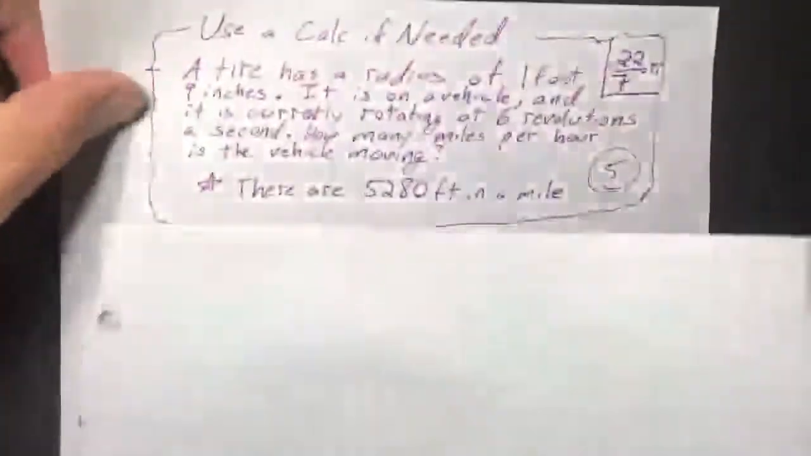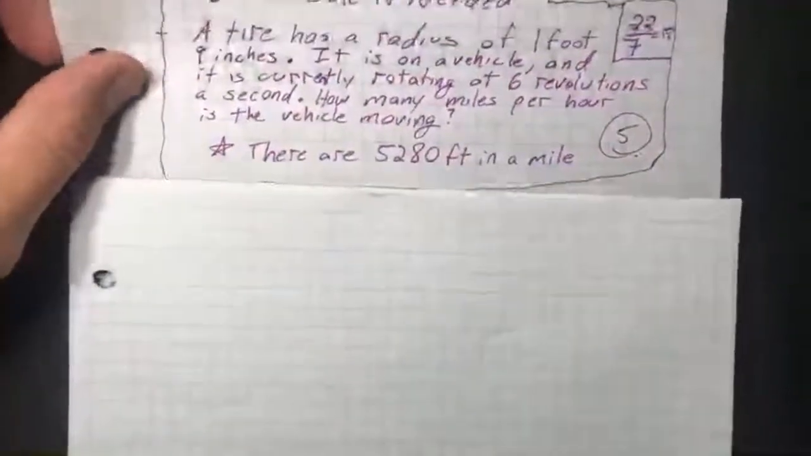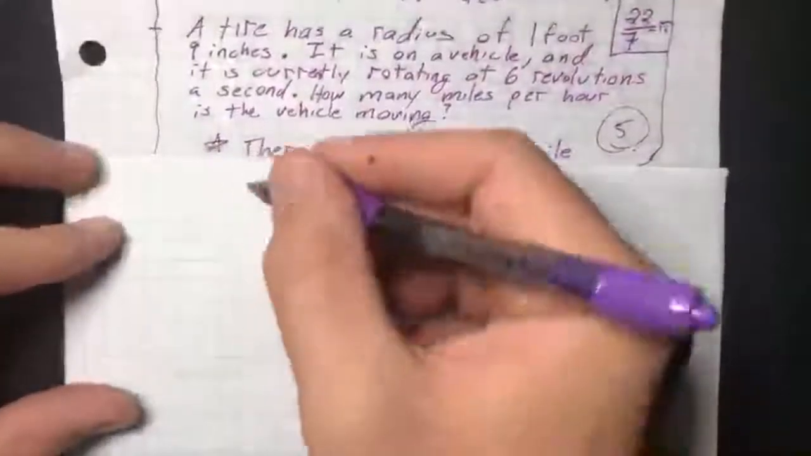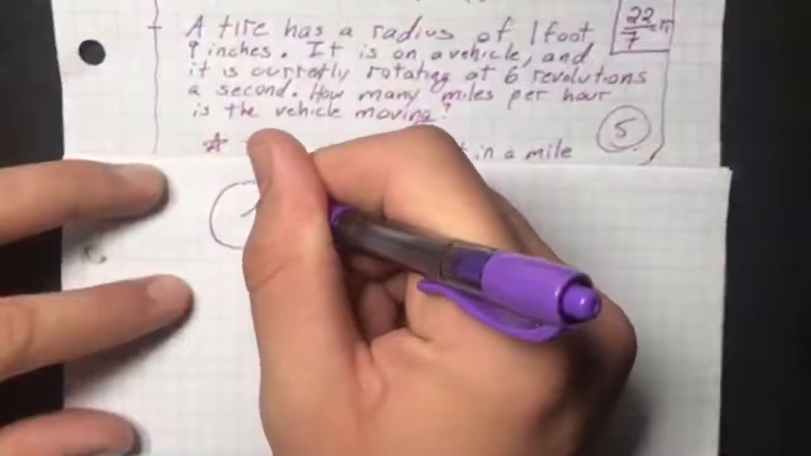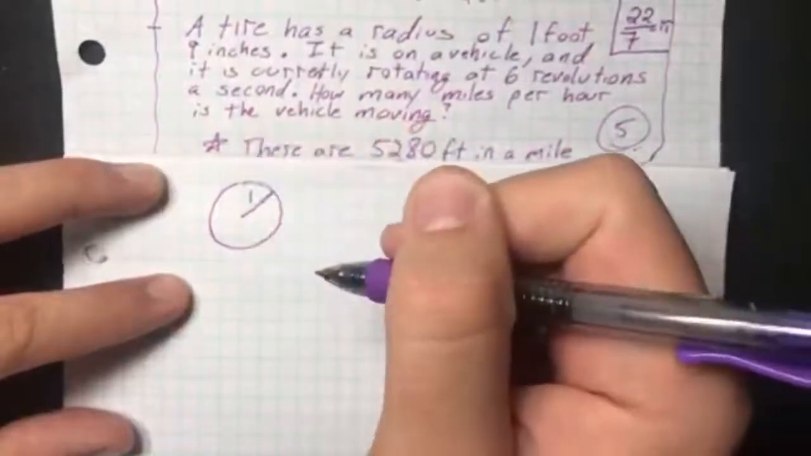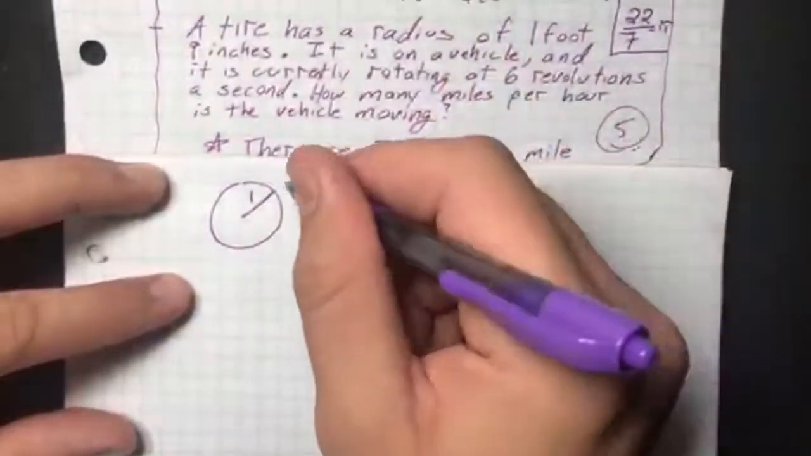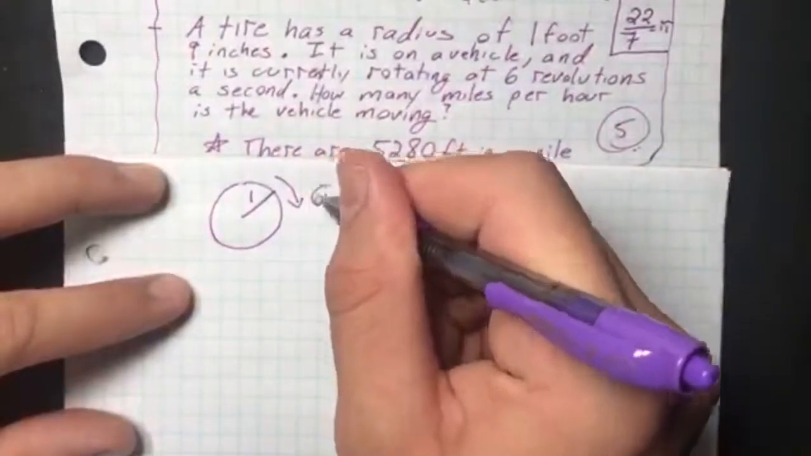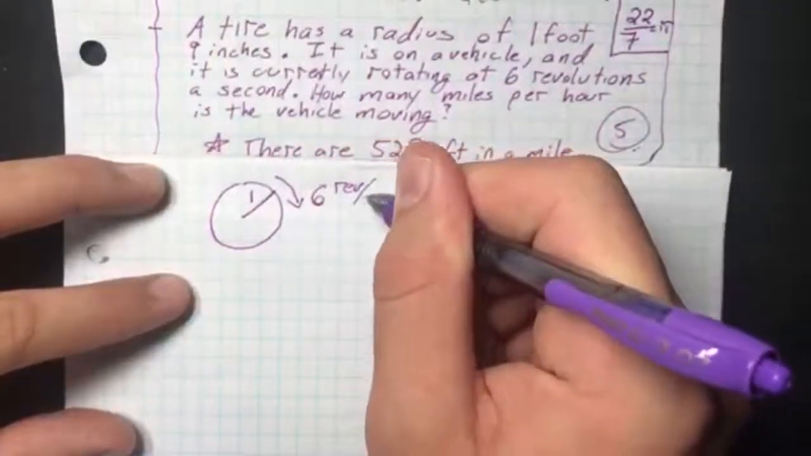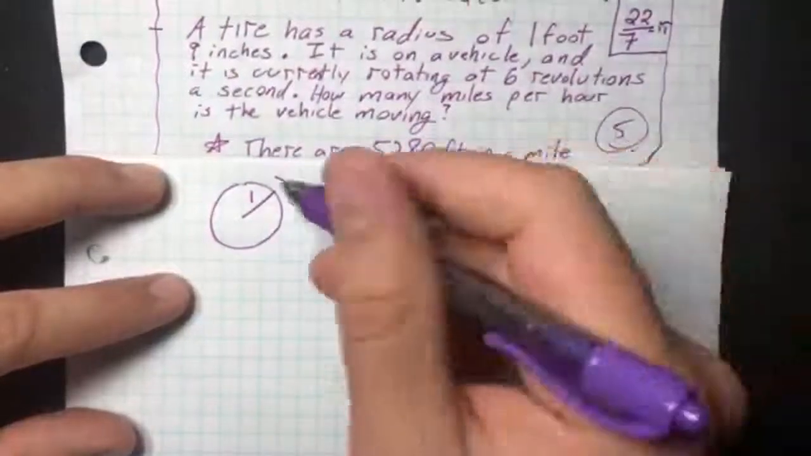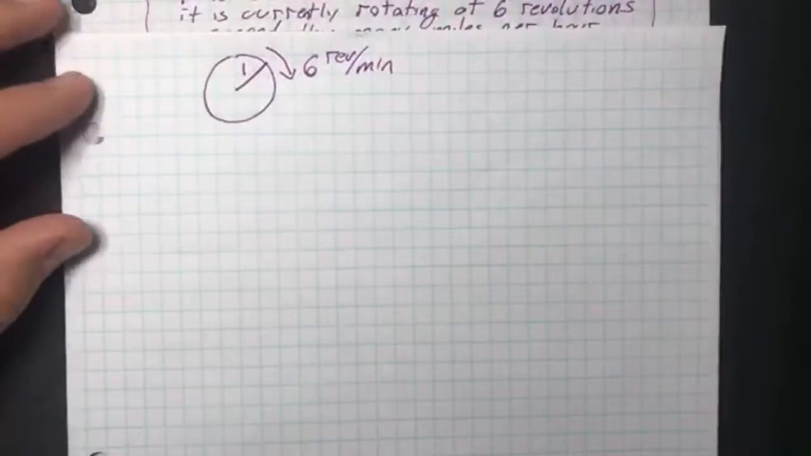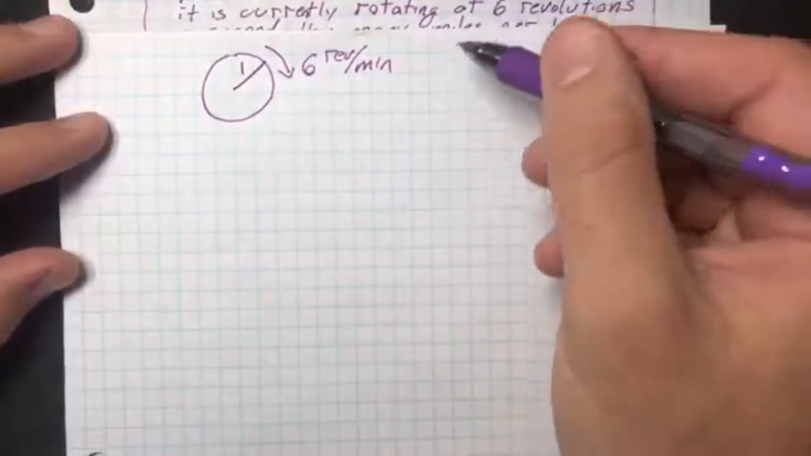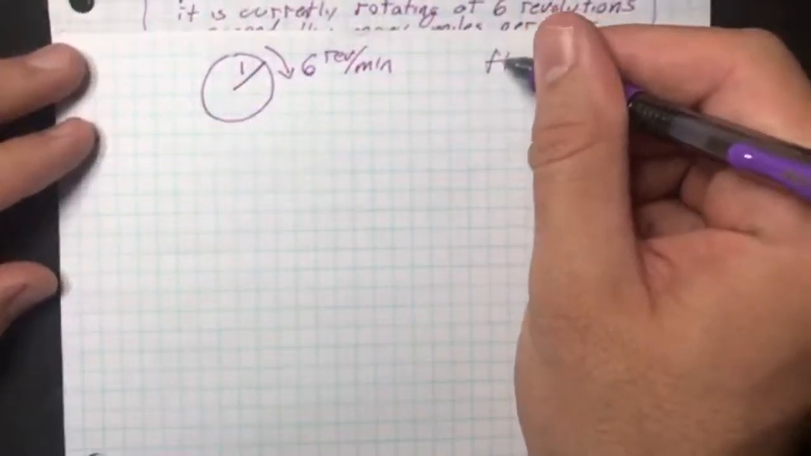All right, so let's go over this problem. I'm just going to rewrite the problem so I don't have to keep showing it. This is the wheel. It has a radius of 1 foot, it's on a vehicle, and it is currently rotating at 6 revolutions a minute. How many miles per hour is that? Well, let's check it out. First off, let's see how fast it's going in feet per second.